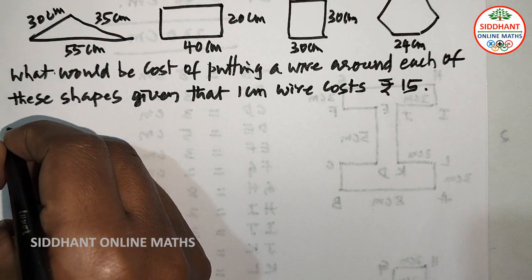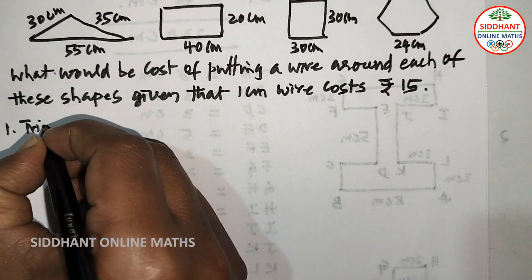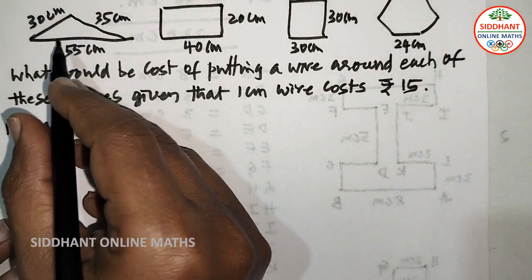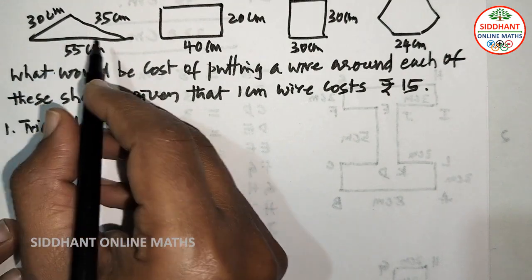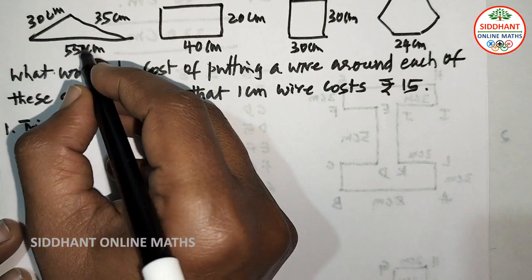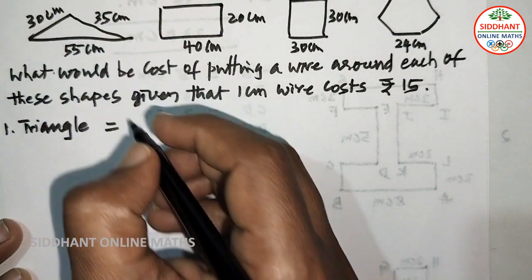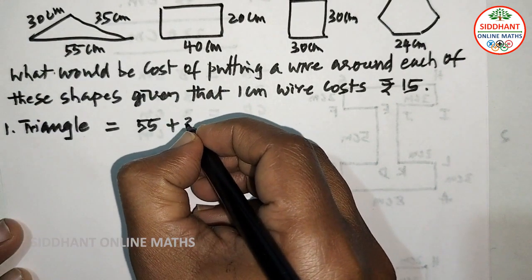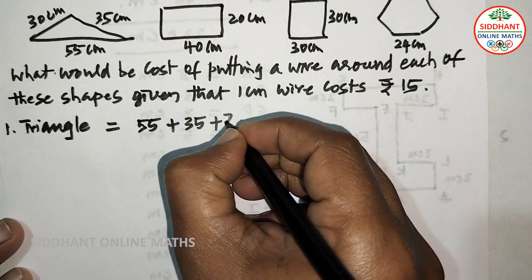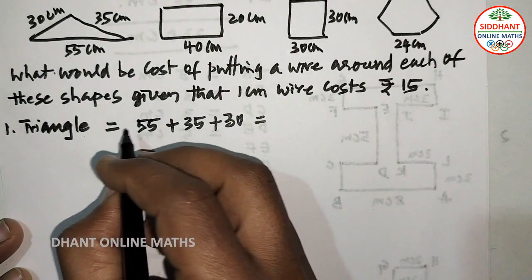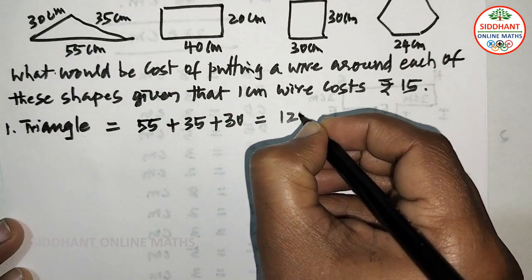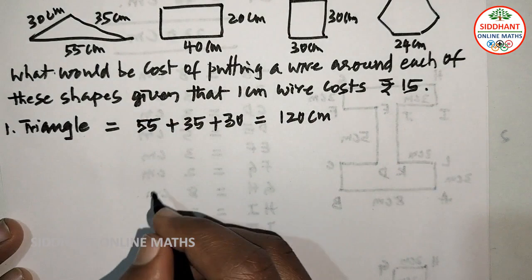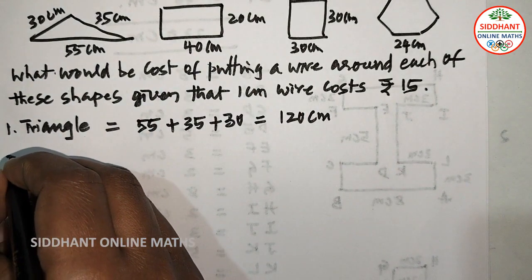The first shape we are going to see is a triangle. Here we are going to add all the sides, that means side 1, side 2, side 3. Side 1 is 55 centimeters, next 35 centimeters, next 30 centimeters. When you add them all, you will get 120 centimeters. This is the perimeter of the triangle.